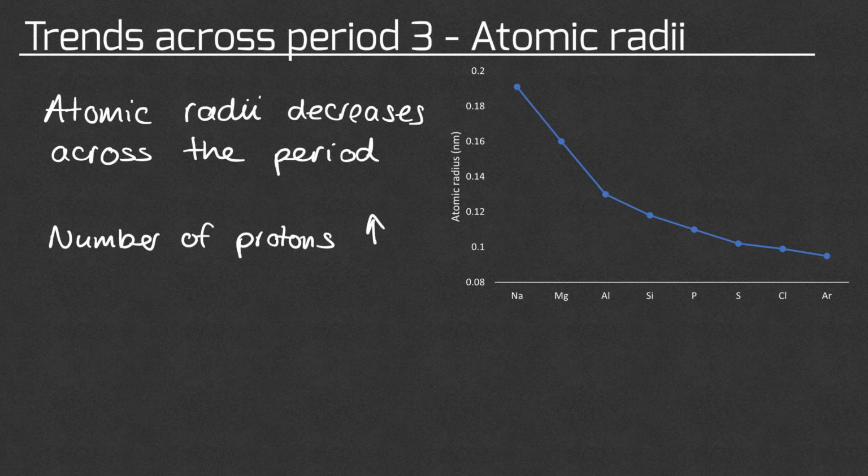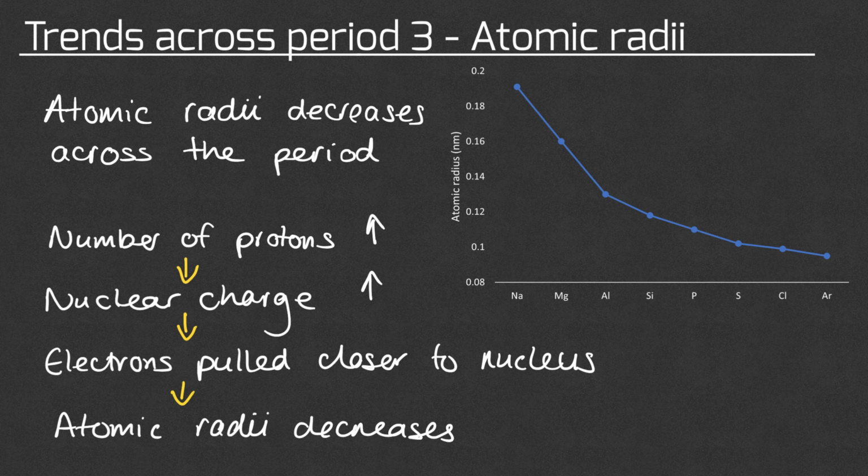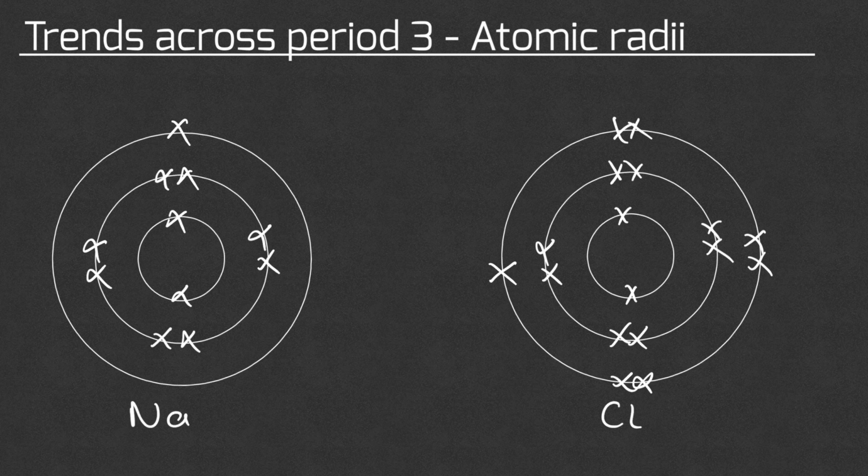This is because as you go across the period, you increase the number of protons in the nucleus of each of these elements. So if the number of protons has increased, that means there is a greater nuclear charge. Since we have a greater nuclear charge, the electrons are going to be pulled closer to the nucleus, so all those shells are pulled closer towards the nucleus. And if those shells are pulled closer towards the nucleus, this means the atomic radii must decrease as you go across the period. So here we can see the electron shells of sodium and chlorine.